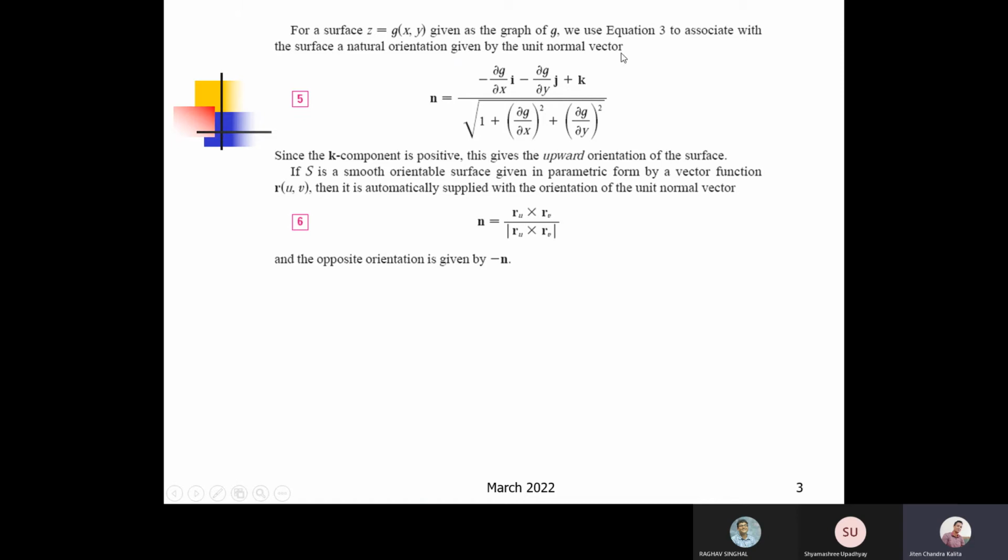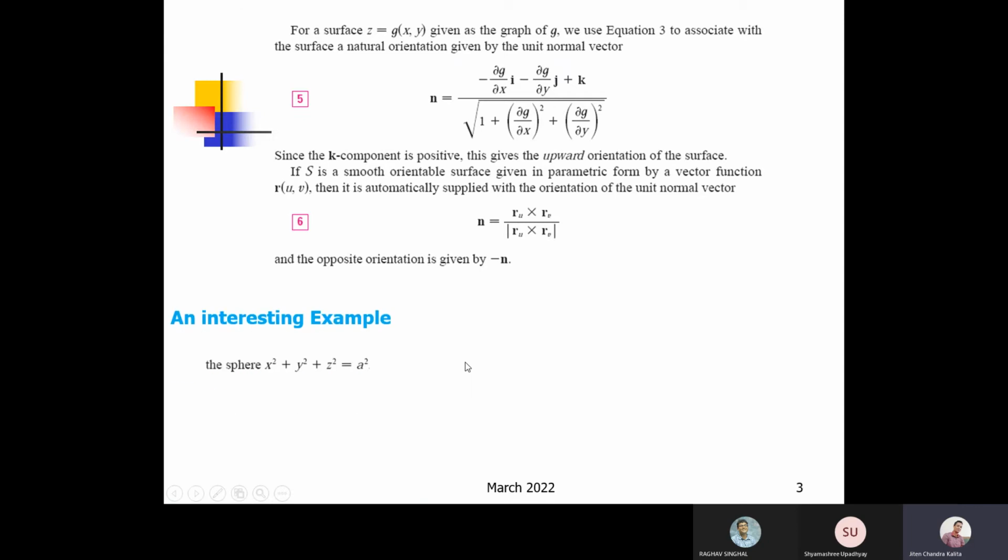So then you know that a unit normal vector is given by this, because the expression in the numerator is simply nothing but Rx cross Ry, isn't it? This we have already worked out. And if S is a smooth orientable surface given in parametric form by a vector function R(u, v), then it is automatically supplied with the orientation of the unit normal vector. This is obvious, right? How to find the unit normal vector on a surface, you can easily work out.